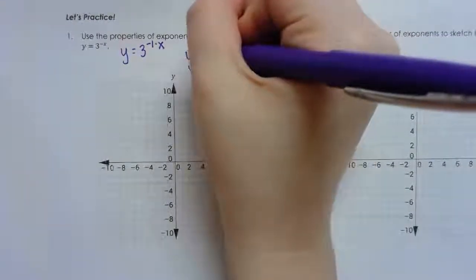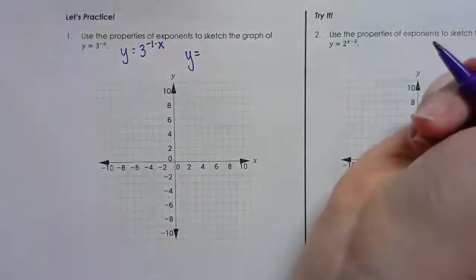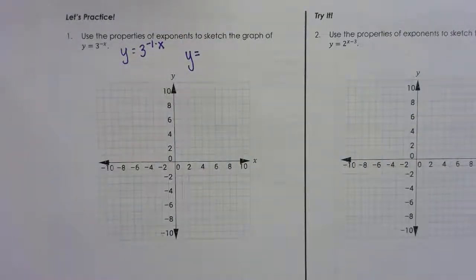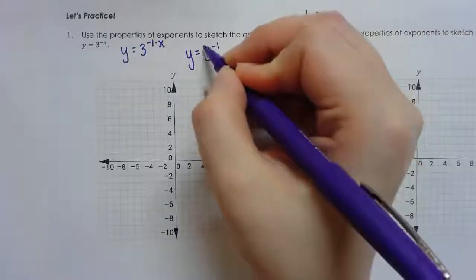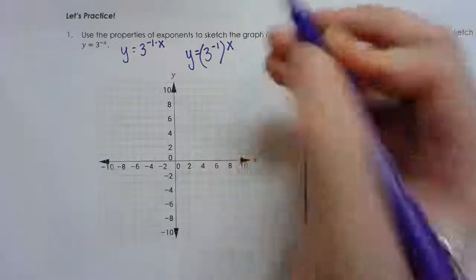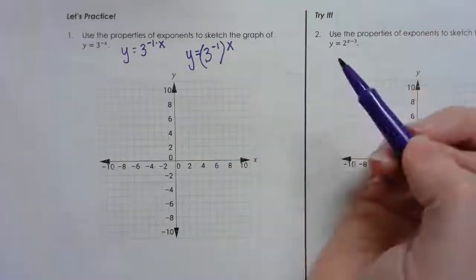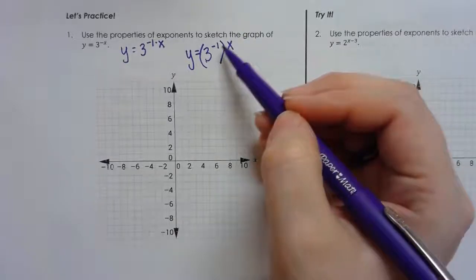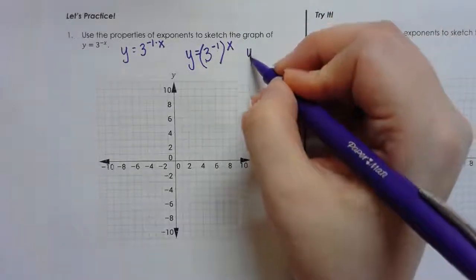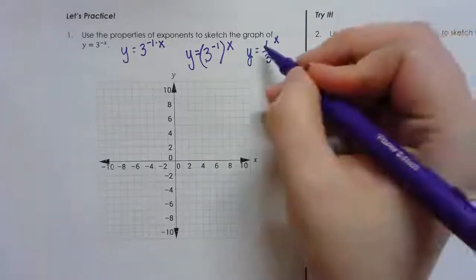So this is like y equals 3 to the negative 1, to the x, because that's like negative 1 times x. Well, what's 3 to the negative 1? We're putting all of these exponent rules together right now. 3 to the negative 1 means that 3 goes to the bottom, which means I have 1/3 to the x.